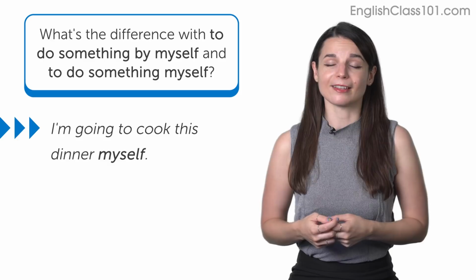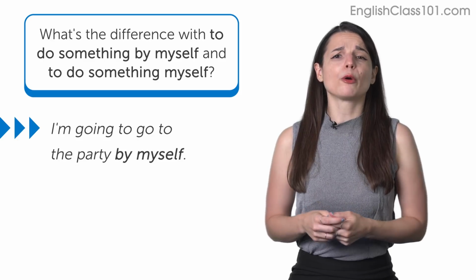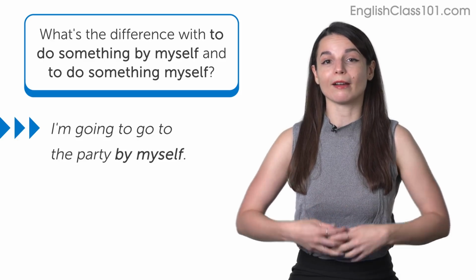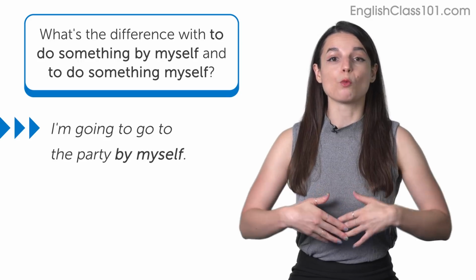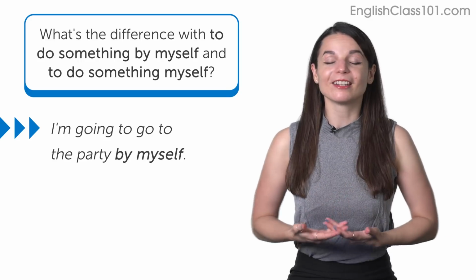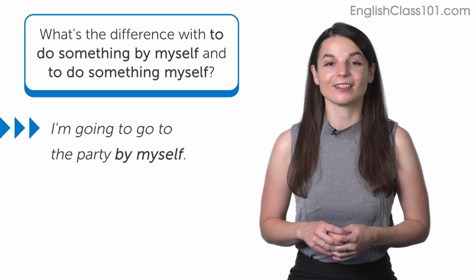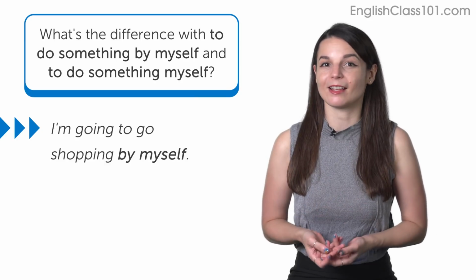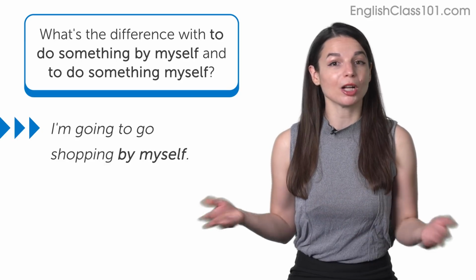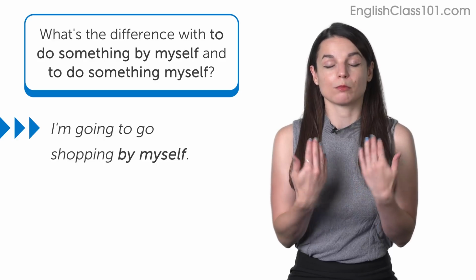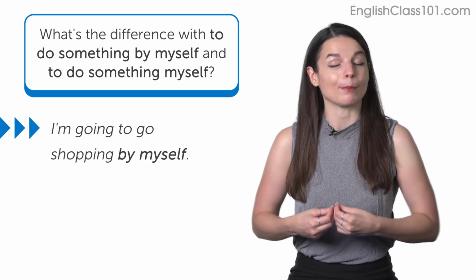To give another example of this, you might say, I'm going to go to the party by myself. That means I'm going to go to the party alone. I'm not going to go with anybody else. So maybe another example you could think about is like shopping for a gift for someone. If you say, I'm going to go shopping by myself, it means I'm going to go shopping alone. So I don't need you to come with me. I'm going to do this as one person, just me, by myself.